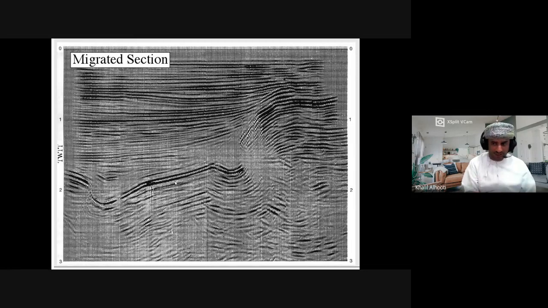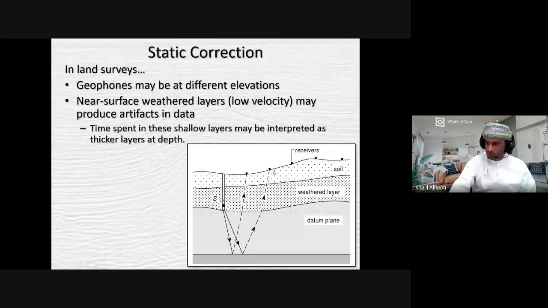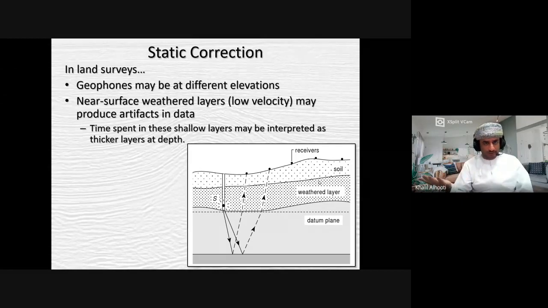No static correction has been applied. Why is that? Because of this small variation in the elevation between shot and receivers, or these low velocity layers, which have very low velocity. For example, in most of the Batna region, the top layer is a soil layer. It goes up to a depth of about, let's say, 60 to 150 meters, within that range. So I need to get rid of this column, the weathered layer.